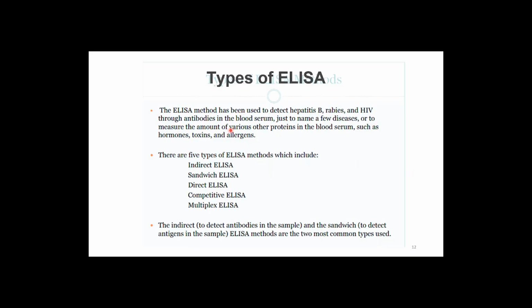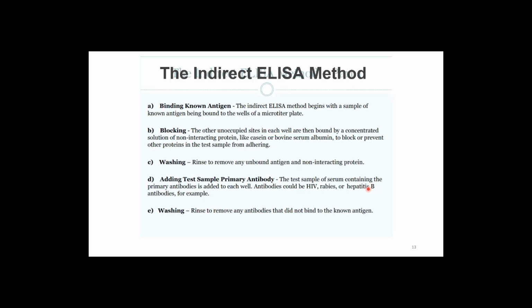So there are different types of ELISAs: indirect ELISA, sandwich ELISA, direct ELISA, competitive ELISA, and this method has been used to detect various diseases, hepatitis B, rabies, and HIV through blood serum, just to name a few diseases. So this is the procedure of the indirect ELISA method. There is a known antigen that is bound to the wells of the microtiter plate.